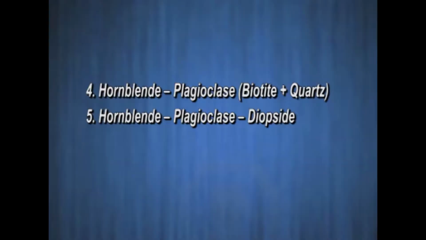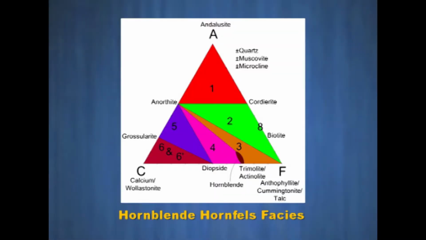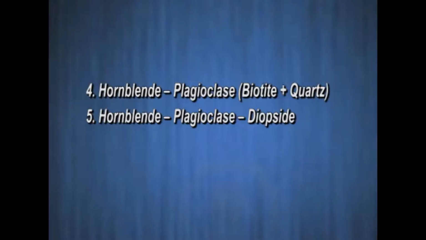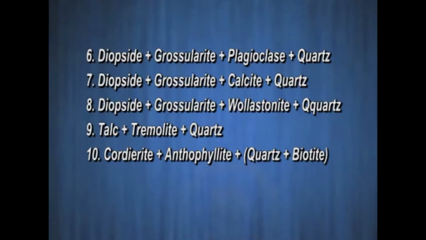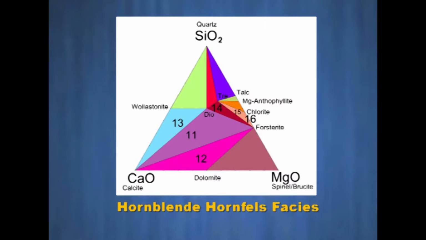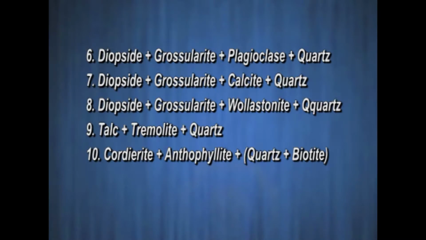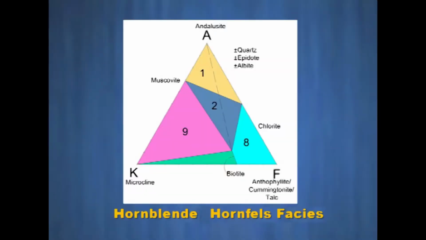Next important assemblage is your basic assemblage, that is hornblende, plagioclase, biotite plus quartz. Number 5 is your hornblende, plagioclase, diopside, calcareous assemblage. Diopside, grossularite, plagioclase, quartz; diopside, grossularite plus calcite plus quartz; diopside, grossularite, wollastonite, quartz. Number 9 is your talc plus tremolite plus quartz. Number 10, cordierite plus anthophyllite plus quartz plus biotite. And quartzo-feldspathic assemblage: quartz plus plagioclase plus microcline plus biotite plus muscovite.